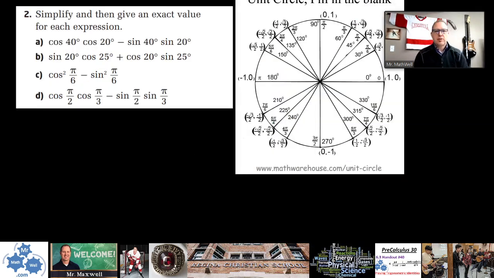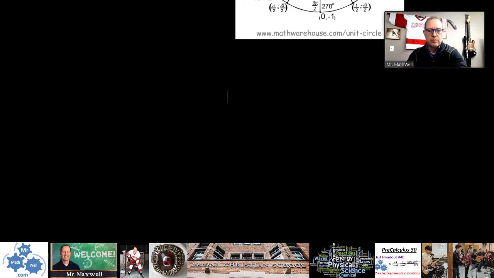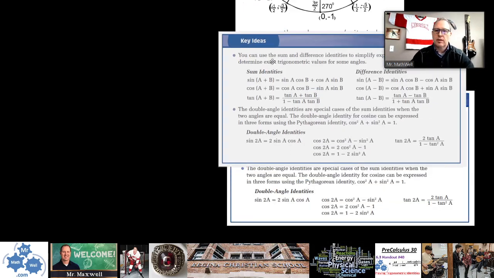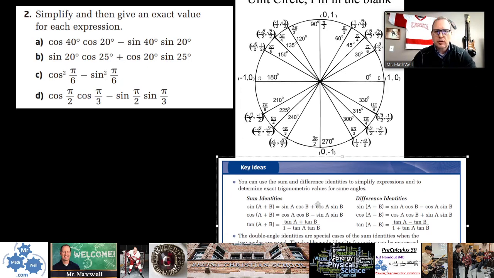All right, let's move on to number 2 then. Simplify and give an exact value for each expression. Okay, so we have cos minus sine. Again, I'm going to bring this down here so we can have this on the same screen. So where's cos minus sine? Here we go. Cos minus sine. That's going to be cos of a plus b. So a is going to be cos of 60.